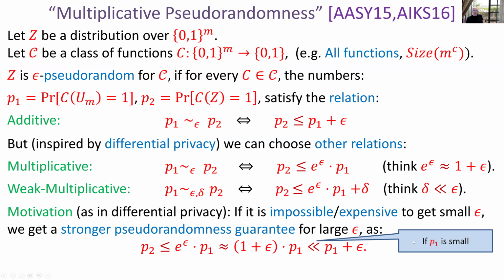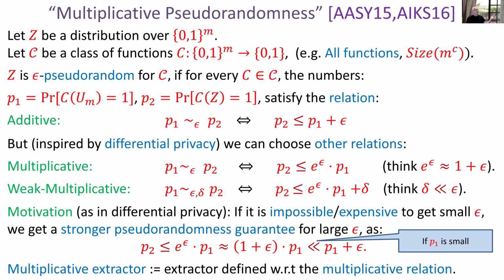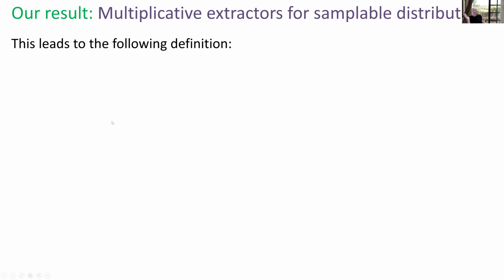I'm going to give an example in a moment. So the basic idea is that by strengthening the notion of pseudorandomness, taking a multiplicative relation instead of an additive relation, we can get a stronger guarantee for a larger epsilon, and hopefully this will be helpful. A multiplicative extractor is an extractor that is defined with respect to the multiplicative relation rather than the additive relation. So let me spell this out. This leads to the following definition.